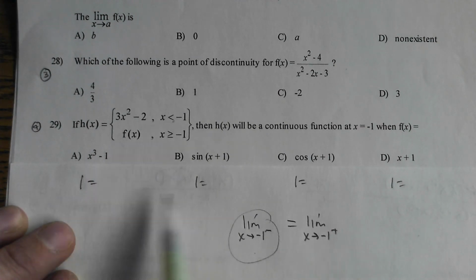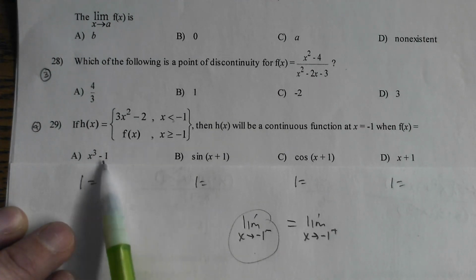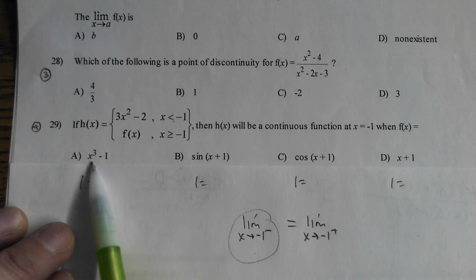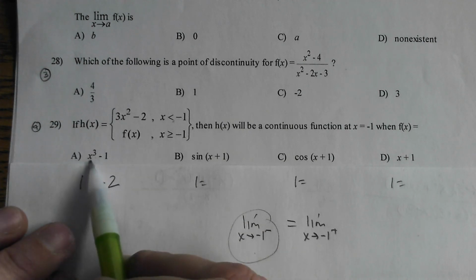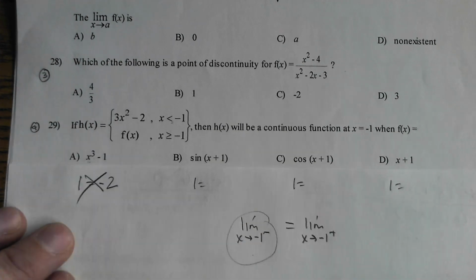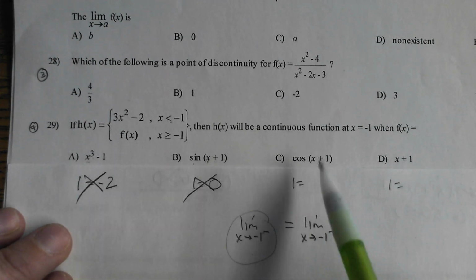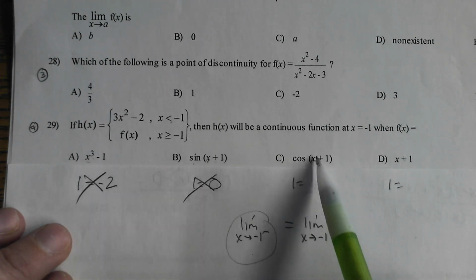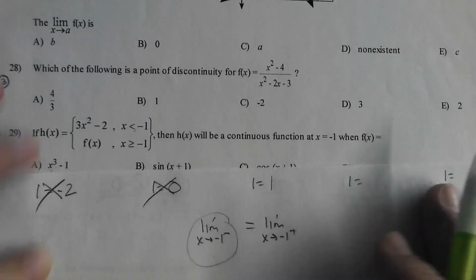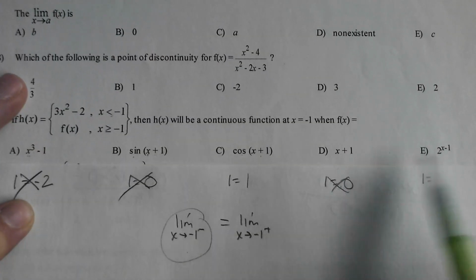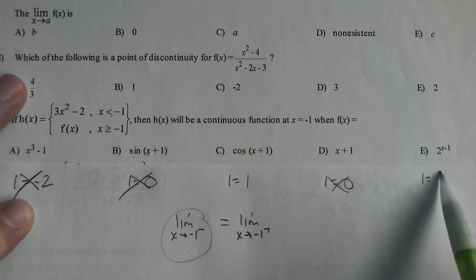We pretty much need to guess and check and see, okay, if this was the second function and we were approaching -1 from the right and plugged -1 into here, what would you get? -2. -1 cubed is -1, -1 minus 1. Nonetheless, it doesn't match. In this one, if we're approaching -1 from the right, you'd use this equation. -1 plus 1 is 0. Sine of 0 is 0. So that's not right. -1 here. -1 plus 1 is 0. Cosine of 0 is 1. There's your answer. D is not going to work because if you plug -1 into that, you get 0. E is not going to work because if you plug -1 into that, you're going to get 1/4.